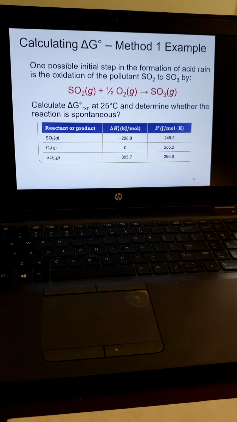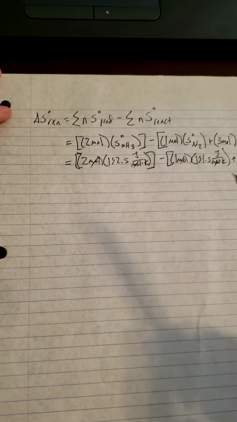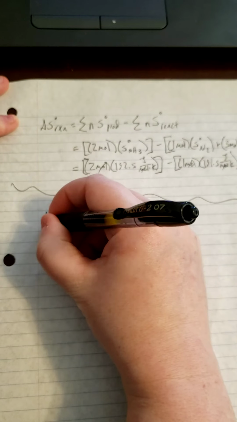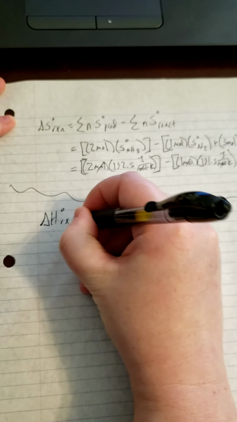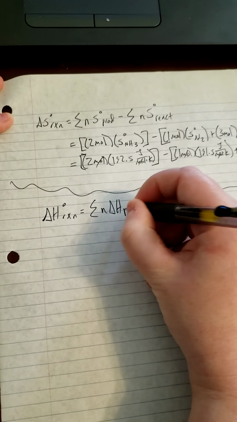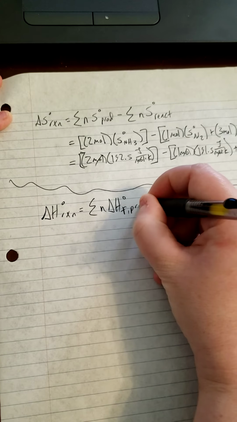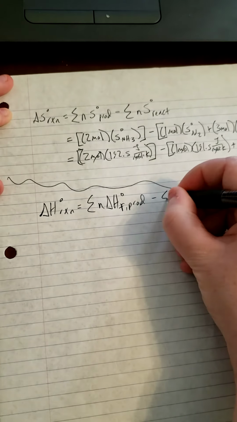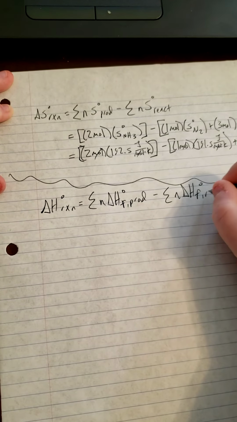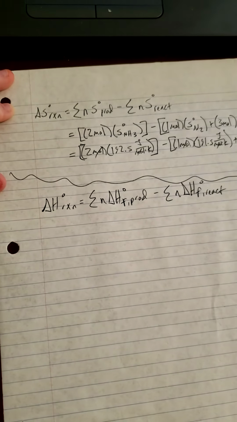All right, so let's go to our handy dandy piece of paper. Okay, so let's do delta H first. Delta H naught reaction is going to be equal to the sum of the heats of formation of the products times their coefficients minus the sum of the heats of formation of the reactants times their coefficients.